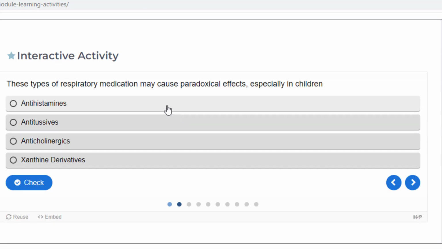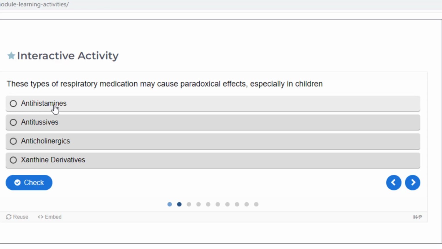These types of respiratory medication may cause paradoxical effects, especially in children. And so paradoxical is actually meaning something like it's the opposite of what you expect to happen. So if you expect someone to go to sleep, they're wide awake. So we have the choices of antihistamines, antitussives, which we'll talk about what each are, anticholinergics, and xanthine derivatives. Okay, so let's first identify what each are.